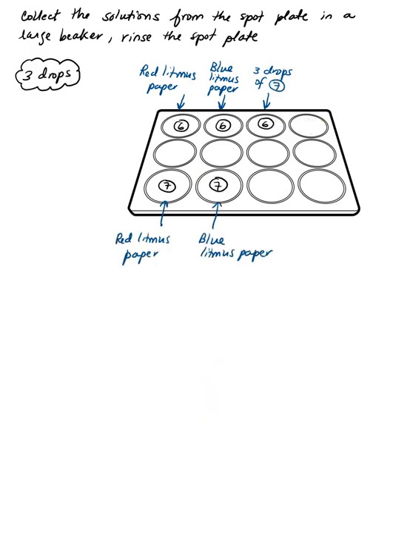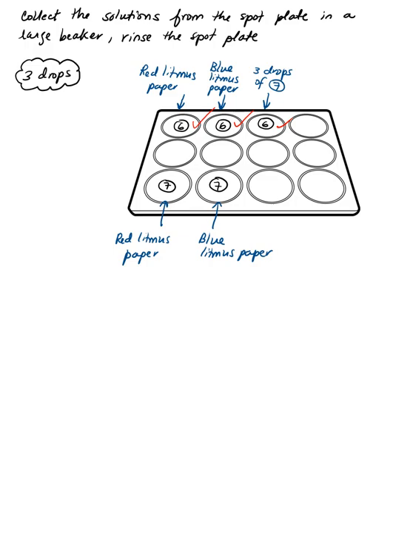So for the last one, we're using number 6. So for number 6, you just need 3 spots with 3 drops of number 6. First 2 is for the litmus paper, and then the last one is for your mixture of 6 and 7. You already have 1 with 6, 2 with 6, 3 with 6, 4 with 6, 5 with 6. The only one that is missing is 6 with 7, which is the third one that you have here.